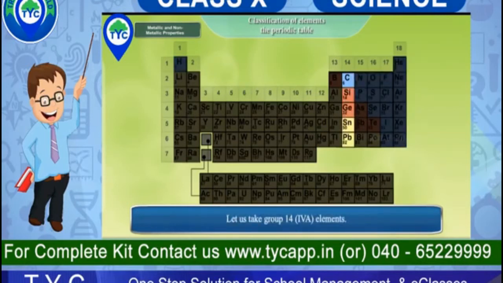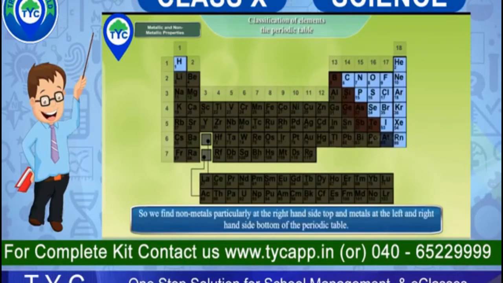Let us take group 14 elements. For group 14, they are C, Si, Ge, Sn and Pb. Here also we know that carbon is a non-metal. Si and Ge are metalloids. Sn and Pb are metals.